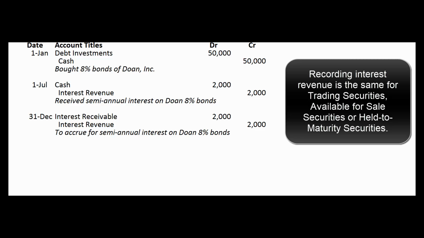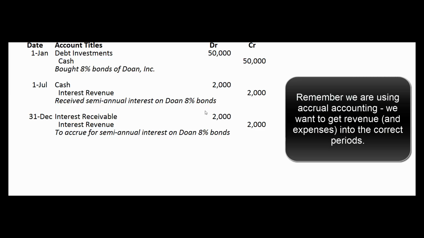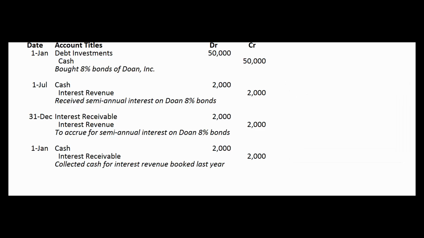These bonds pay interest on July 1st and January 1st. So when we get to December 31st, we've got to get that interest revenue into the year. So we're going to debit interest receivable, that's an asset, it increases with debits, and we're going to credit interest revenue. So we're accruing for the semi-annual interest payment that's going to be made on January 1st.